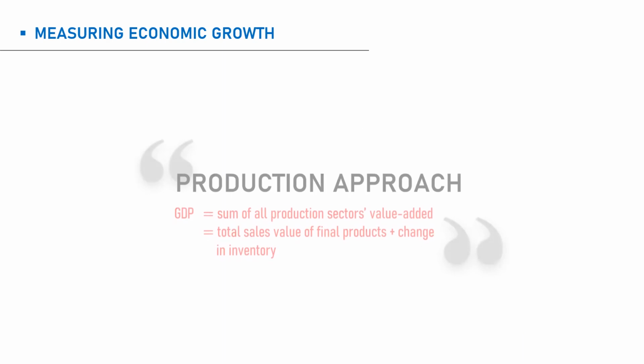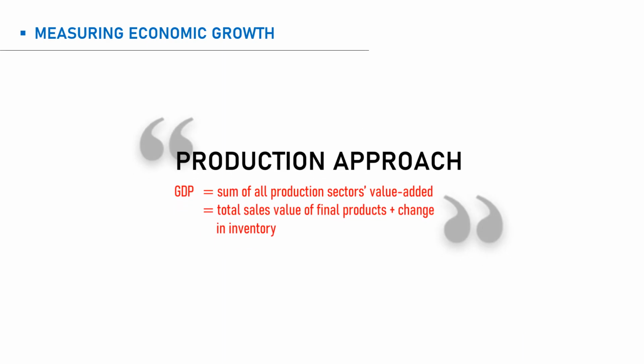The last approach is called the production approach. GDP, well, is basically calculated to find this value of production. The calculation using this approach can be done in two ways. First is by adding up all the value added of output produced by all production sectors in the economy. Why use the value added?